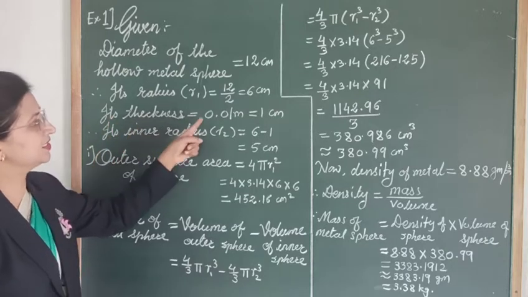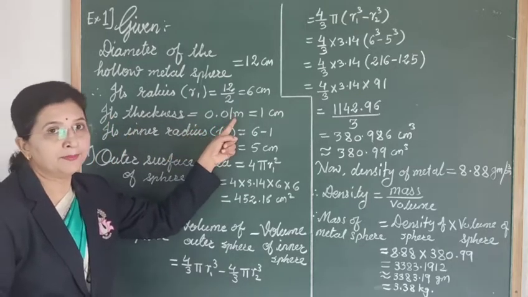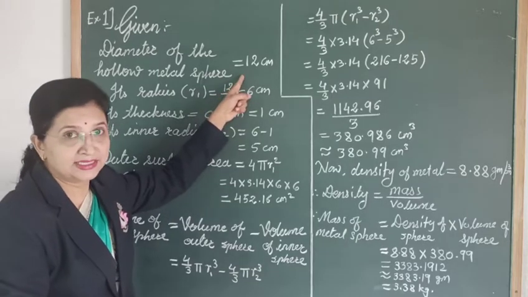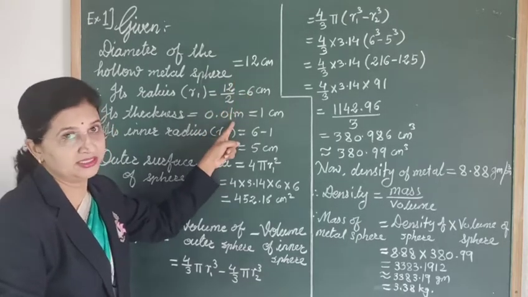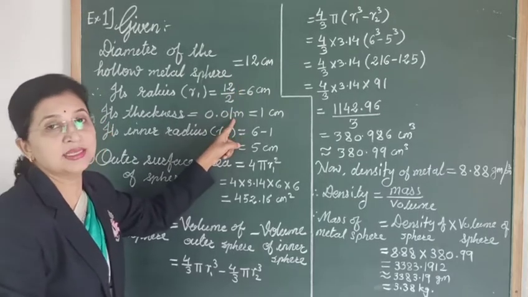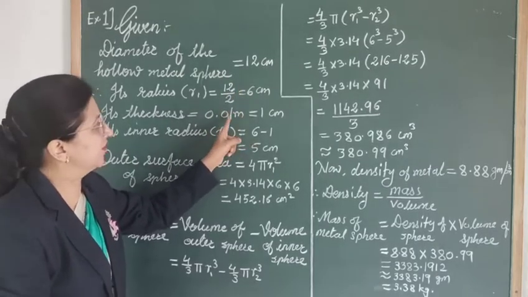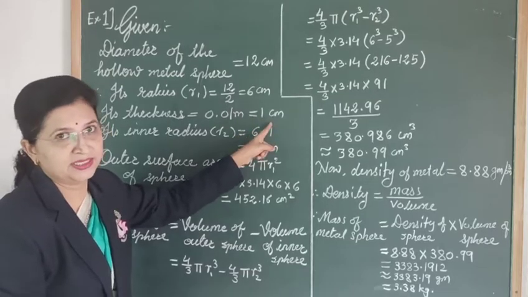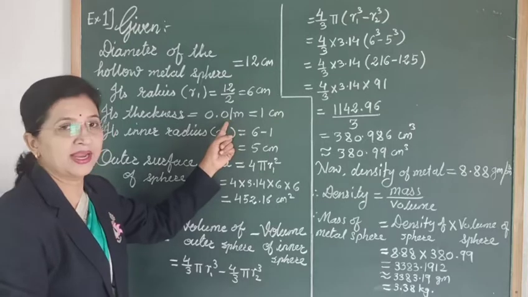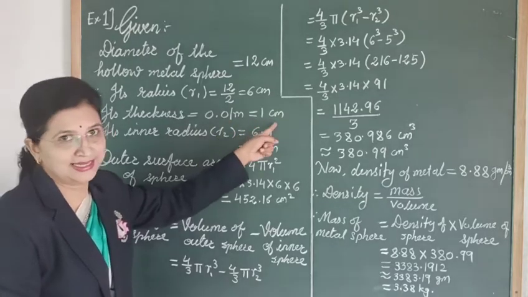Then its thickness is given as 0.01 meter. Here the diameter is given in centimeter, but the thickness is given in meter, so we should have the same unit. Let's convert this meter into centimeter. 1 meter is equal to 100 centimeter, so by multiplying by 100, we'll get it as 1 centimeter.